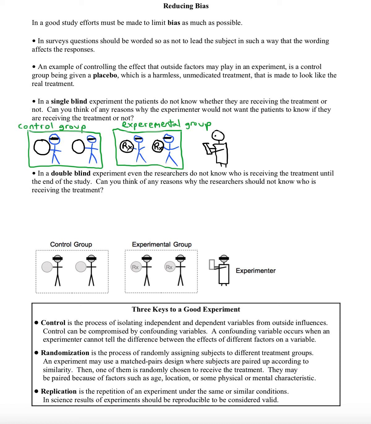Now, the reason why it's a single-blind experiment is that the people taking part in the study have blindfolds on. And that's just an analogy. But what it means is that they don't know whether they're getting the real medication or just the placebo.